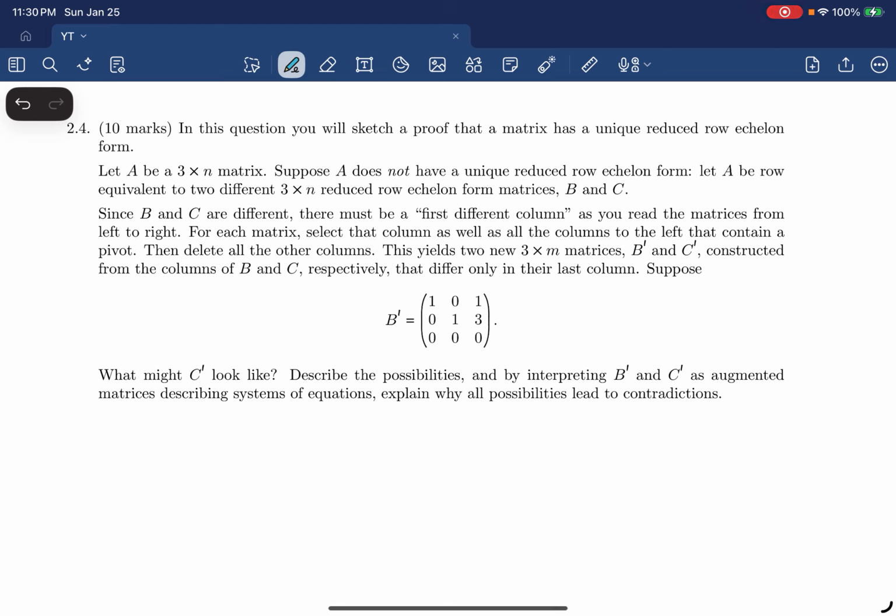Suppose B prime equals this matrix. What might C prime look like? Describe the possibilities, and by interpreting B prime and C prime as augmented matrices describing systems of equations, explain why all possibilities lead to contradictions.